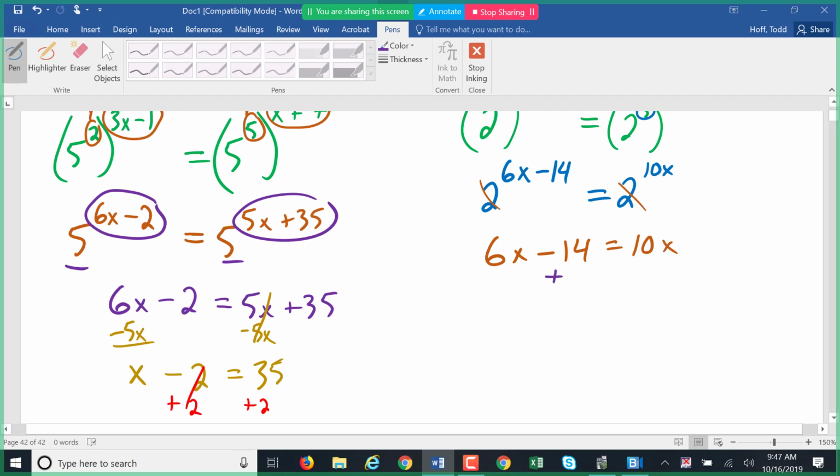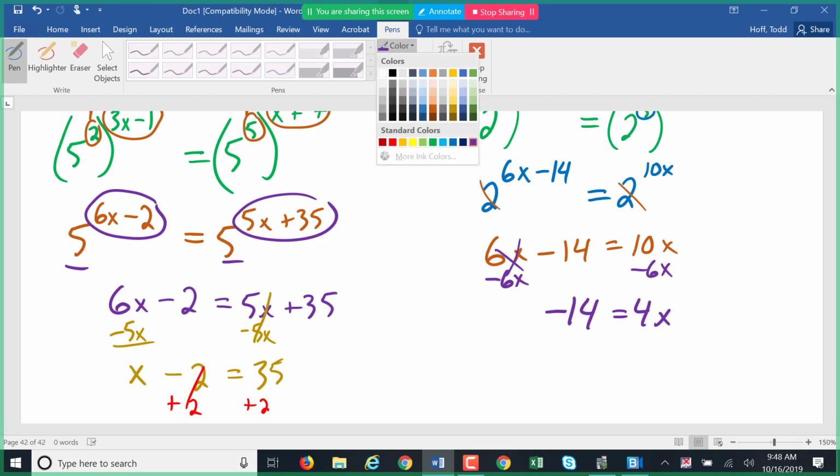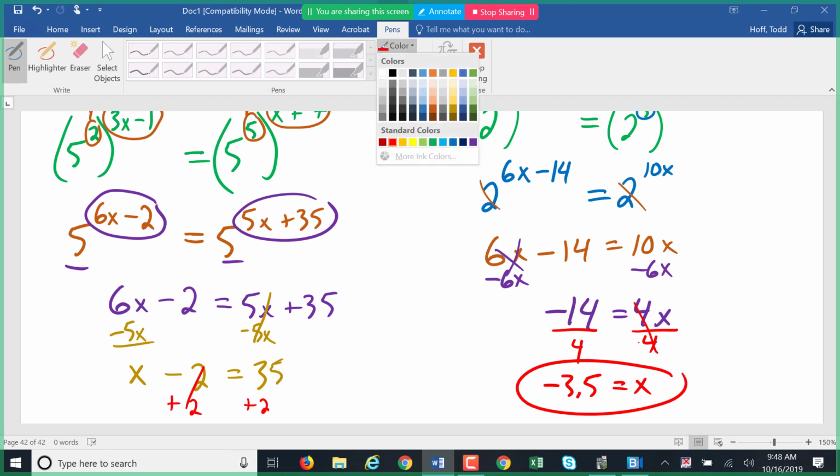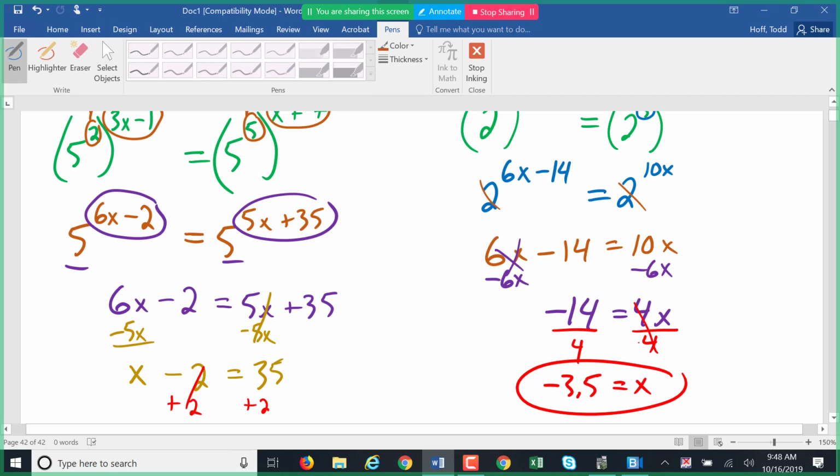The variable is on both sides though, so that's the next thing we need to do, is get the variable on the same side. So we'll subtract the 6x. We have negative 14 equals 10 minus 6, which is 4x. Now we can solve. Our only step to solve is to divide by 4. So negative 14 divided by 4 is negative 3.5 equals x. Any questions on that one?